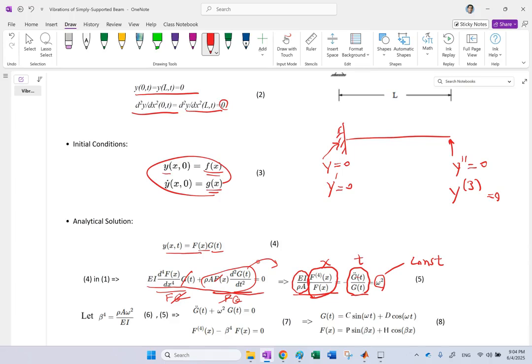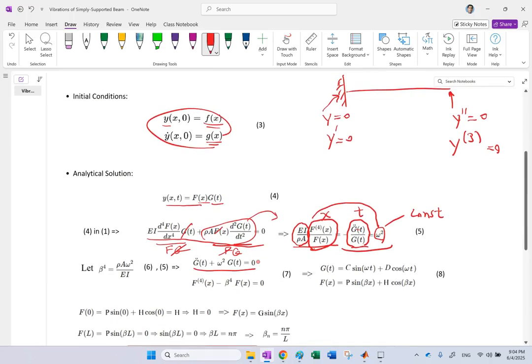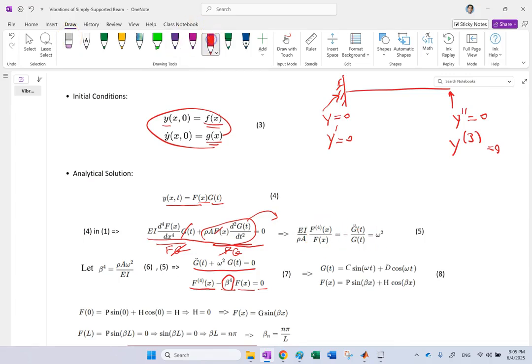We call it omega squared. If we do that, this one gives me one equation, and equality of the left side with omega squared gives me another equation. Those are these equations that you can see: g double dot plus omega squared g equals 0, and the fourth derivative of f minus beta to the 4 f equals 0, where beta to the 4 is basically, when you set this left side equal to omega squared, you multiply both sides by rho A and divide by EI.